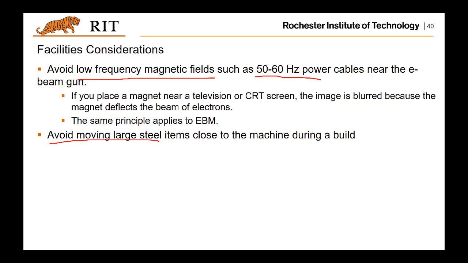Also, you want to avoid moving large steel items close to the machine during a build. Again, that is because of the working principle of EBM. You don't want to have metal, especially steel parts, close to the machine when there are electron beams during the building process.